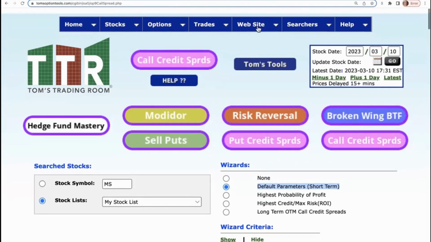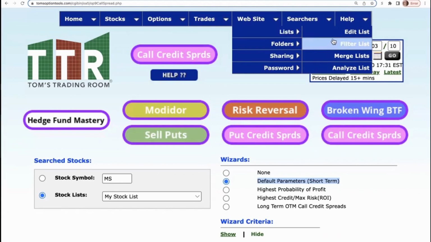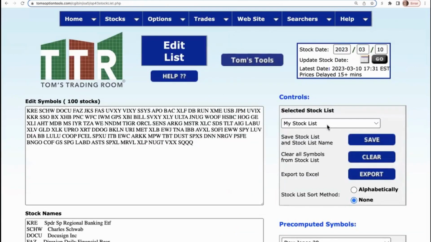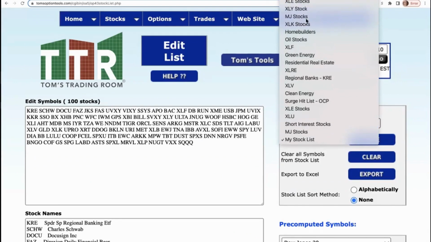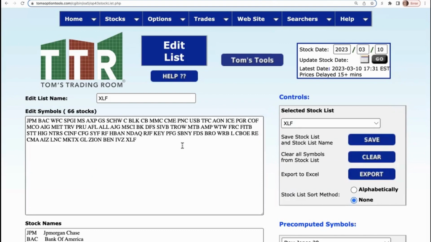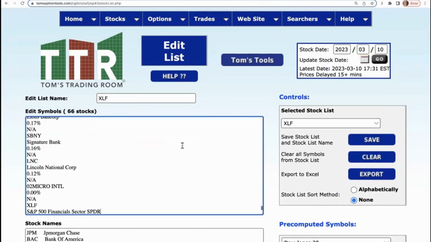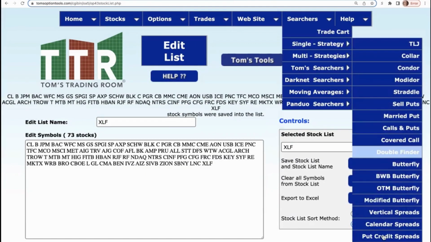So lists, edit list. I'm going to look at my stock list here. I don't have the XLF. Oh, there it is. There's the XLF. And I'll overwrite this list by pasting and then save the XLF. And now I can go to searchers, single strategy, call credit spread.